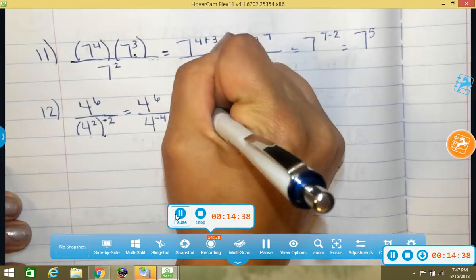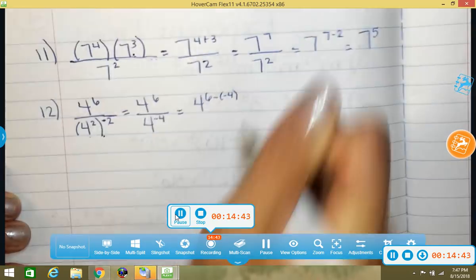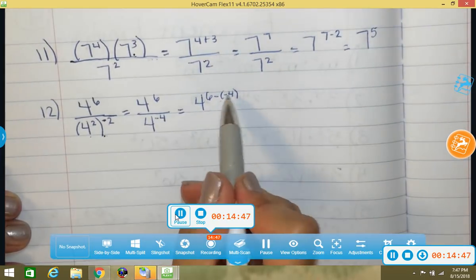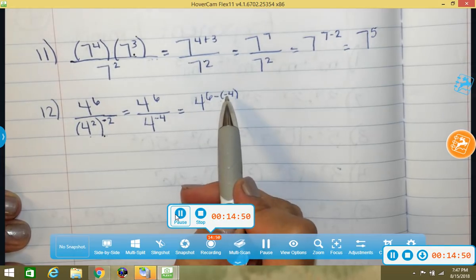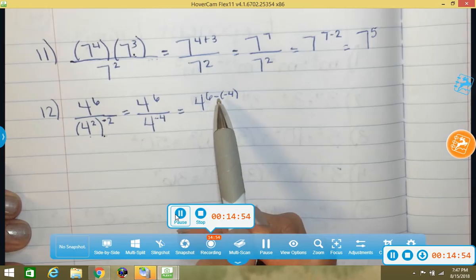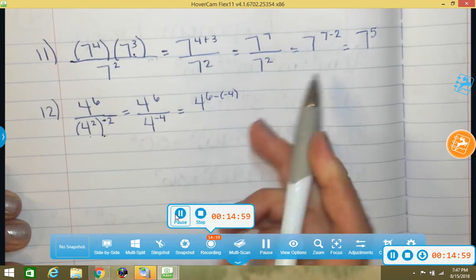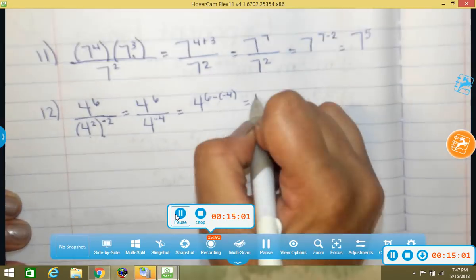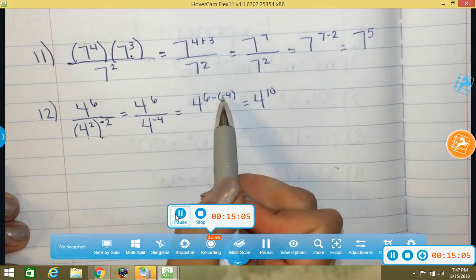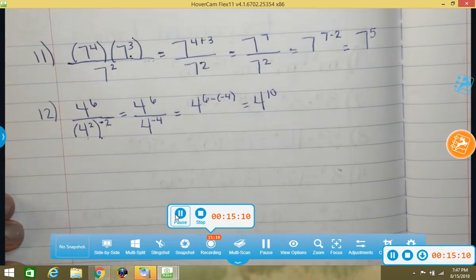So we would say 4 to the 6th minus negative 4. This is where knowing our integer rules comes in big. 6 minus negative 4. Minus a negative is the same thing as adding a positive. We could look at it as keep, change, change. So it would be 6 plus 4. So our exponent is going to be 10. So it's 4 to the 10th power. 6 plus 4. Keep, change, change. So your answer is 4 to the 10th power.